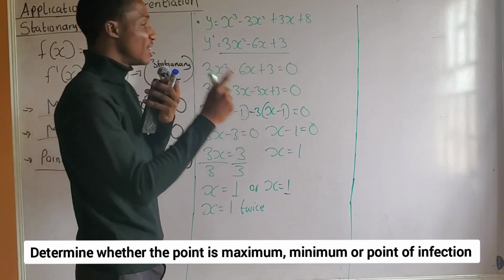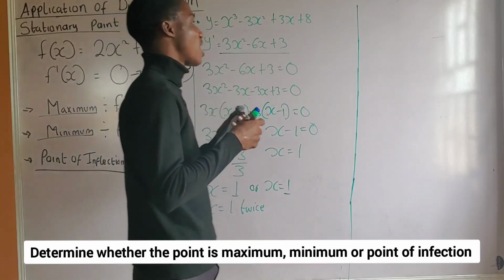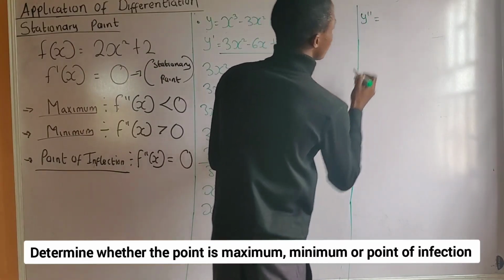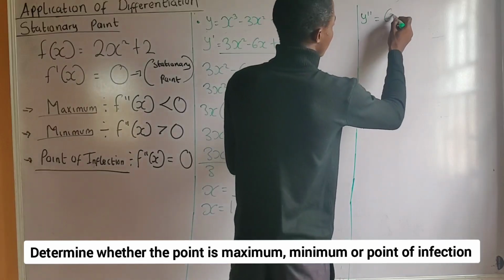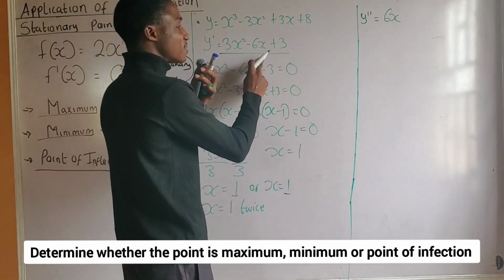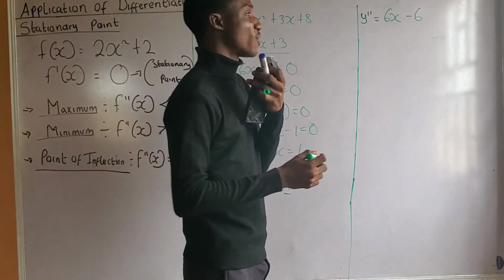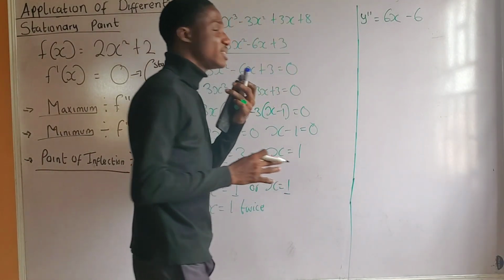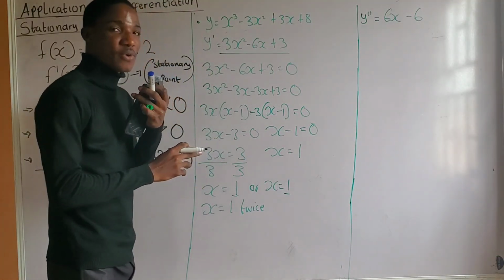Are you getting it? This is the first derivative. Now, let us take the second derivative. I'm going to have the second derivative of y equals, now, differentiate 3x squared, you're going to have 6x. Differentiate negative 6x, you're going to have negative 6, okay? The second derivative of this function is what? 6x minus 6.